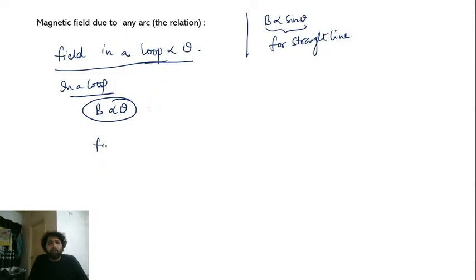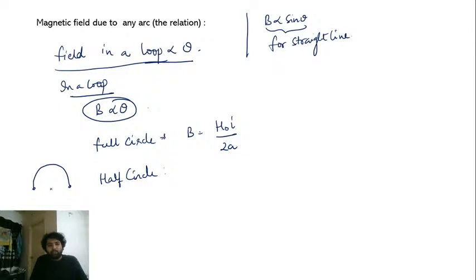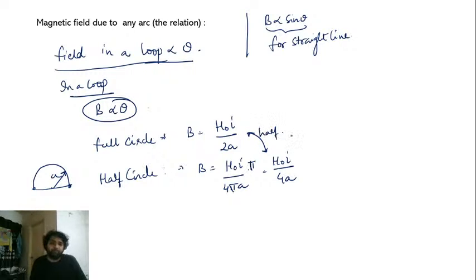So if it is a full circular loop, the field will be mu naught I by 2a. Alright. If it is a half circle or semicircle, like this, making a semicircle with separation a, the field will be how much? It will be mu naught I by 4 pi a into pi. So pi and pi will get cancelled. What is the answer you are getting? Mu naught I by 4a, which is exactly half.